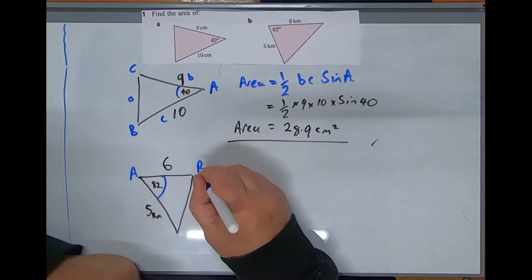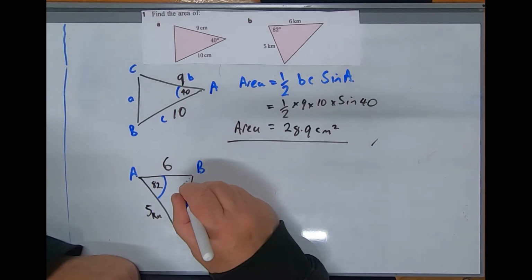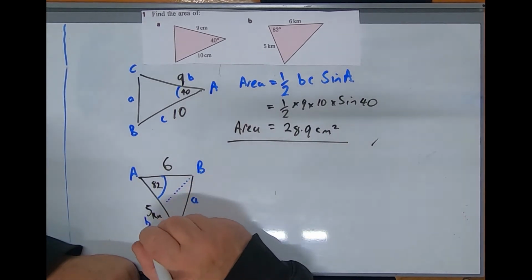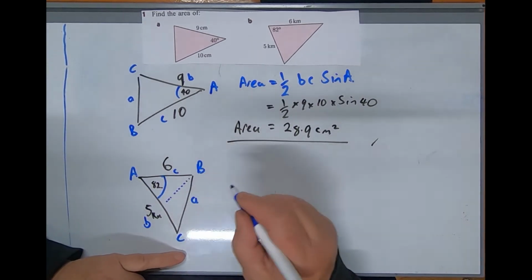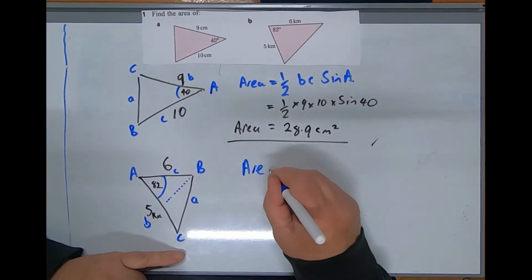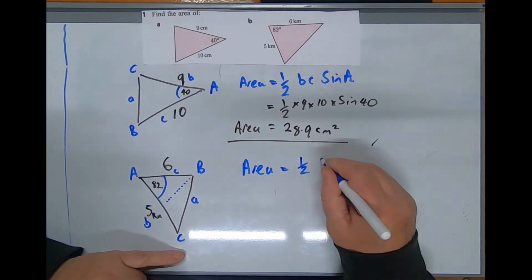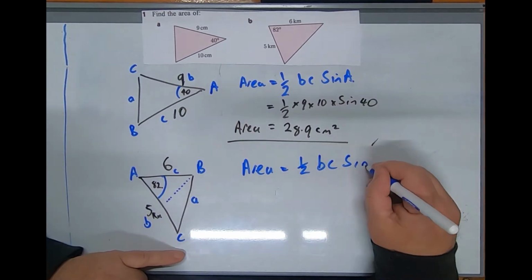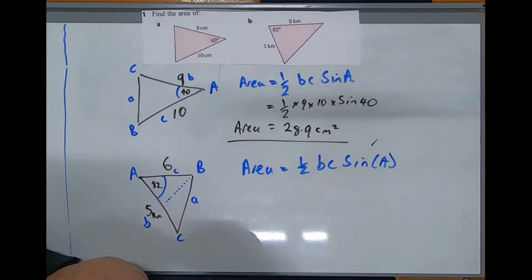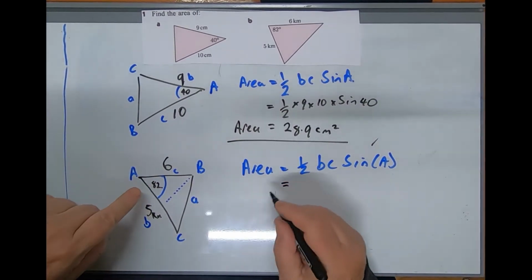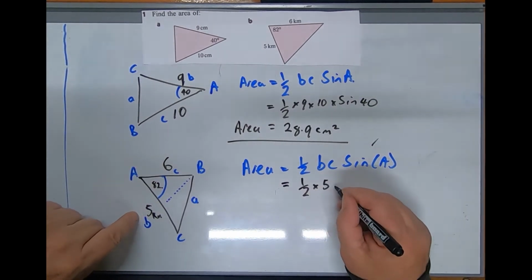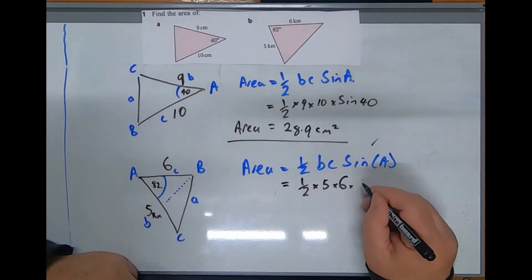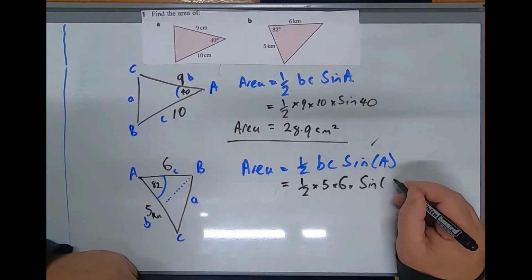I'm going to call this one B. Doesn't matter which is B and which is C. Across here is little b. This one is capital C. Across here is side C. The formula for area is 1/2 BC sin A. Substitution step. The area equals 1/2 times by 5 times by 6 times by sin 82.